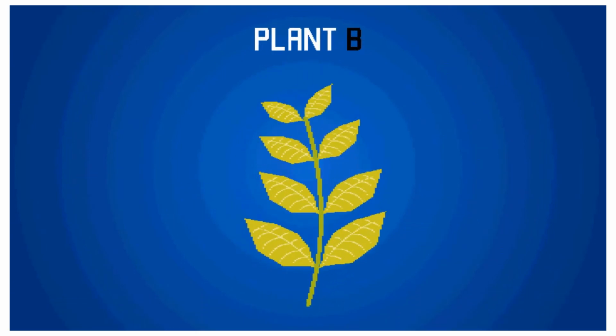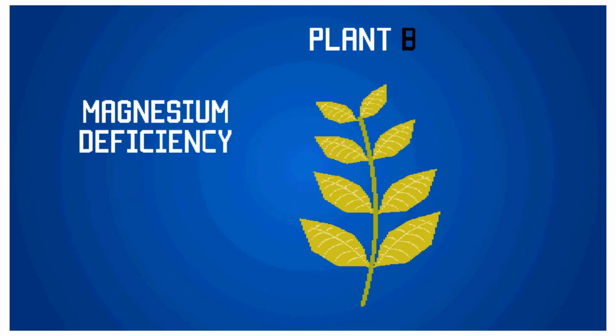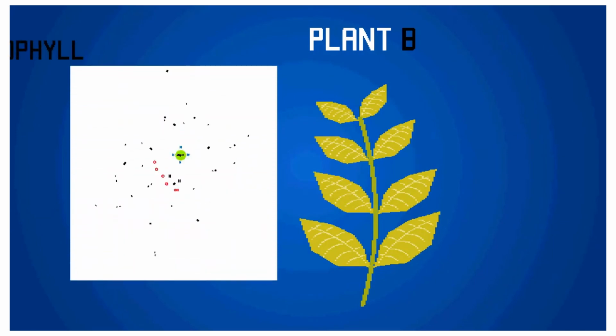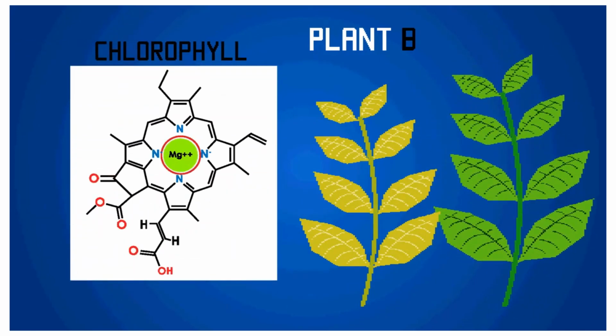Take a look at poor plant B. This plant has a magnesium deficiency. As you can see, it is yellow. This is because magnesium is needed to make chlorophyll, the green pigment that absorbs light in chloroplasts. As this plant does not have enough chlorophyll, its growth will be limited as it will do less photosynthesis.